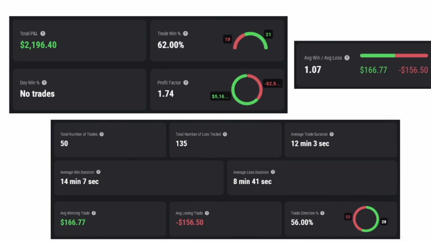Now, most of the trades I take, these are on my Tradeify accounts, are 2 to 4 MNQ. The average trade duration: 12 minutes, 3 seconds overall, 14 minutes, 7 seconds for the average win, 8 minutes, 41 seconds for the average loss. Positive RR. Trade direction, not really that directional. I do long slightly more often.